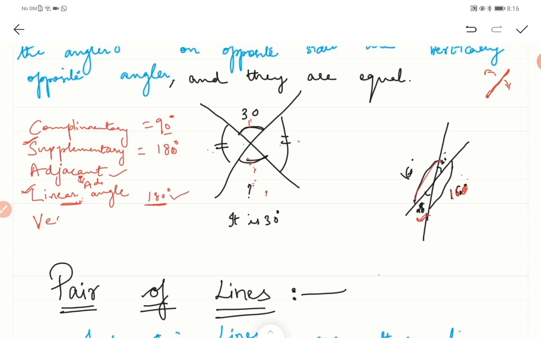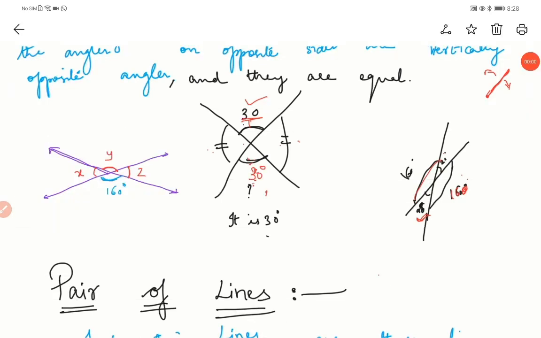After that we studied vertical angles, vertically opposite angles, isn't it? So vertically opposite angles are what? The exactly opposite angle is vertically opposite. So if one is 30 degrees, here also it will be 30 degrees. Now, based on the previous angles we studied, let's do one example.